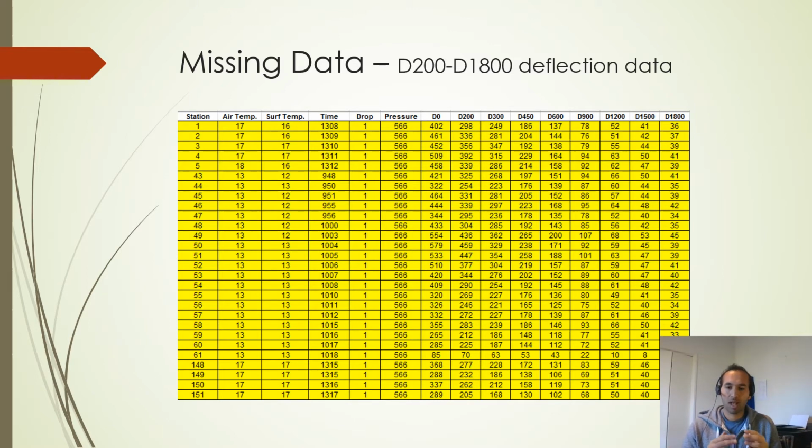It limits us to what we can actually do in terms of overlays. Because we don't have that D200 to D1800, it's very difficult to carry out curvature assessments. It's very difficult to carry out deflection bowl analysis. So the asphalt overlay option is quite limited in this case. We can only really do granular overlay because we can only really design for subgrade rutting because of the D0 value. That's the only value we have.